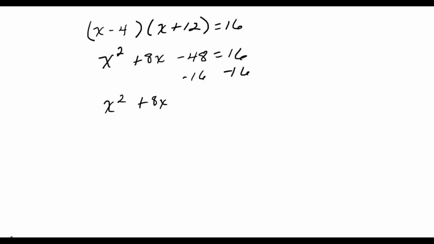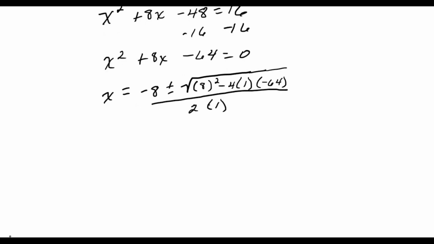When you put this in the calculator, be careful. You're going to put this in as -48 minus 16. So that's -64, and then that's equal to 0. From there, I use the quadratic formula. Okay, so from here, I get -8 plus or minus the square root of 320.